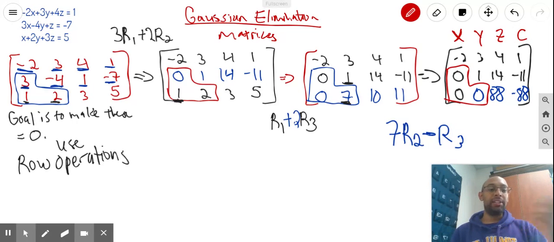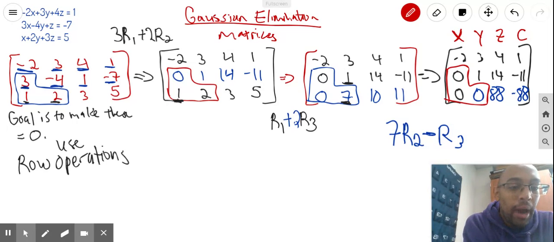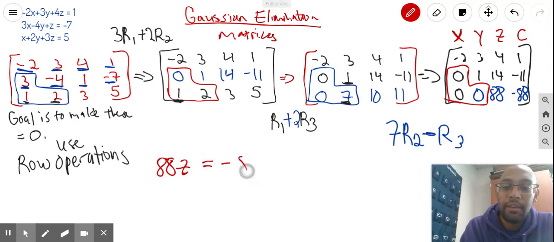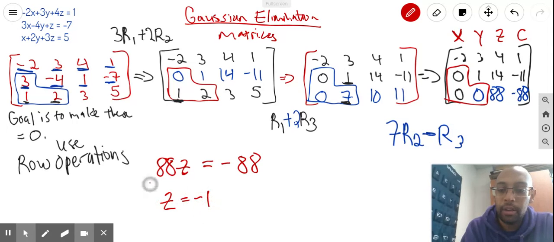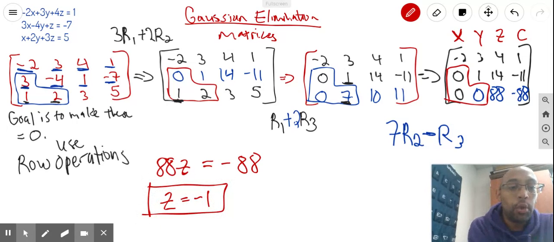So for me to solve this, we're going to go bottoms up. So we're going to start in the third row, and then we'll go to the second row, and then to the first row. So how do I rewrite this third row here? It is 88z equals negative 88. 88 relates to the z variable, so it's 88z equals negative 88. And then solving for z, I get z is negative 1. I've used the third row to find z.